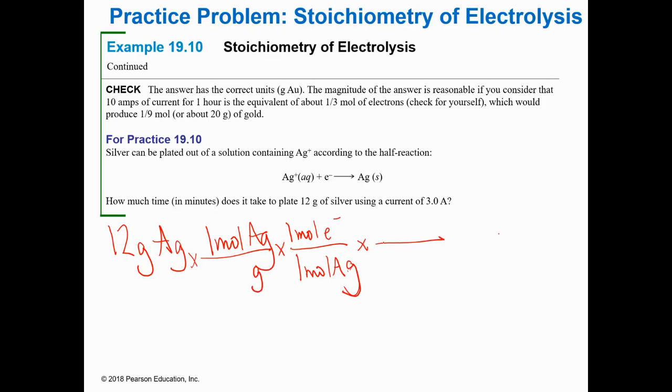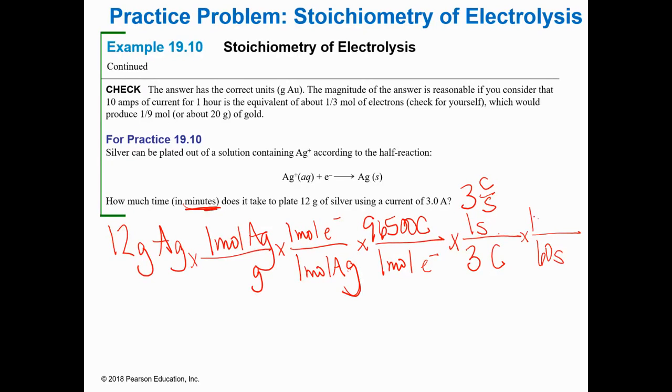And then we use 1 mole of electrons is coulombs, Faraday's constant. And then remember, an amp is a coulomb per second. So I've got 3 coulombs on the bottom in 1 second. And notice this one asked about minutes. So I need to get 60 seconds to 1 minute.